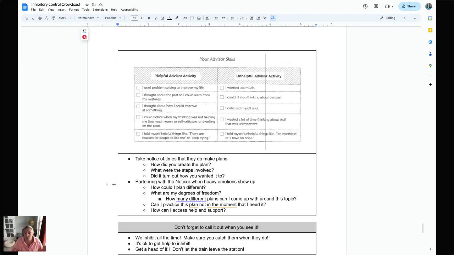When heavy emotions show up, how could I plan differently, right? How could I step into discover space here too, and try something different? Keep trying the same thing over and over again, and that's the definition of insanity, right? Helping them understand those degrees of freedom. How might different plans come up? How can I create different plans around the same topic? And again, can I practice not in the moment? When those heavier emotions show up, can I practice outside of that moment? And how can I access support?